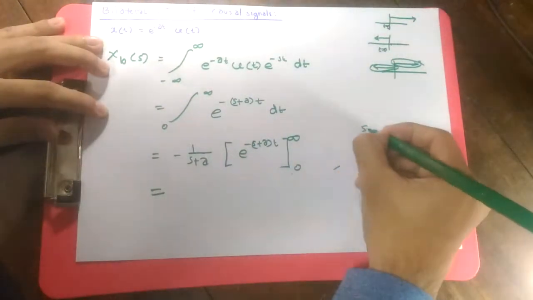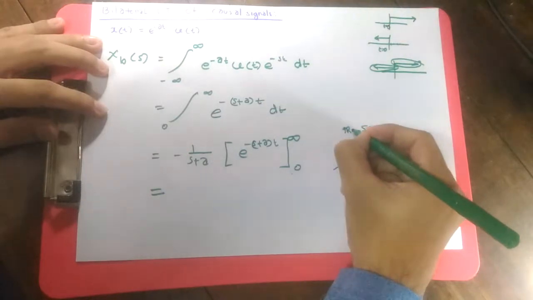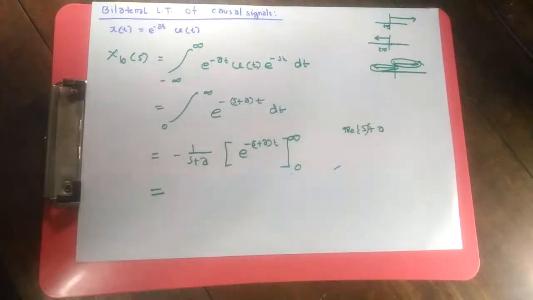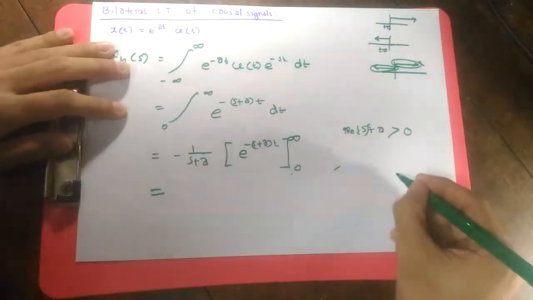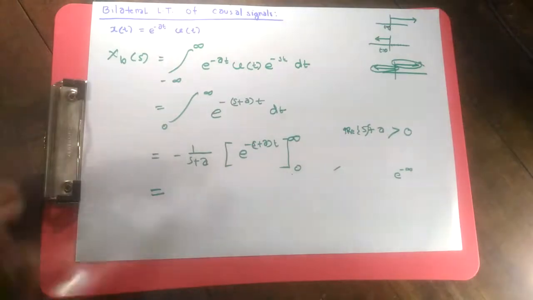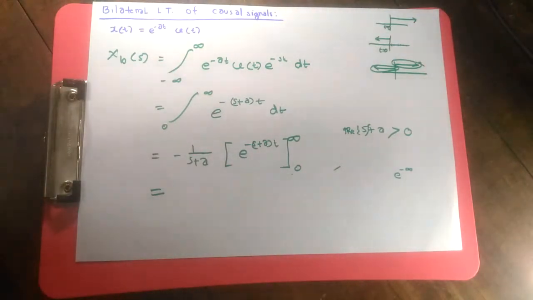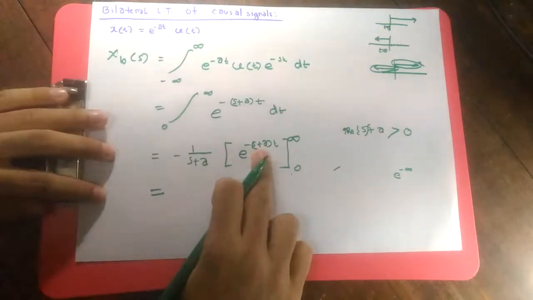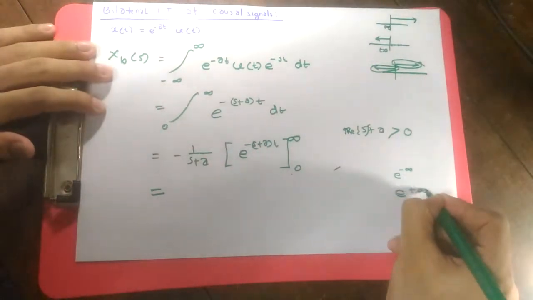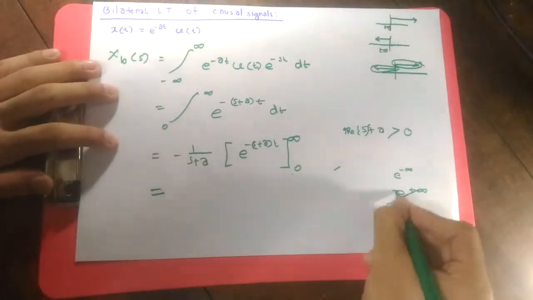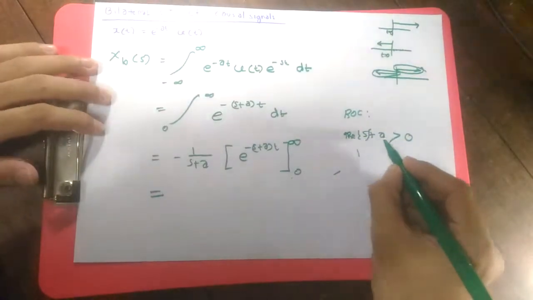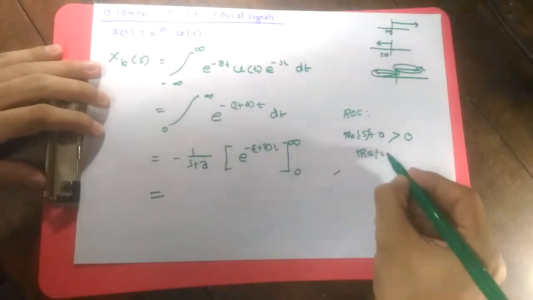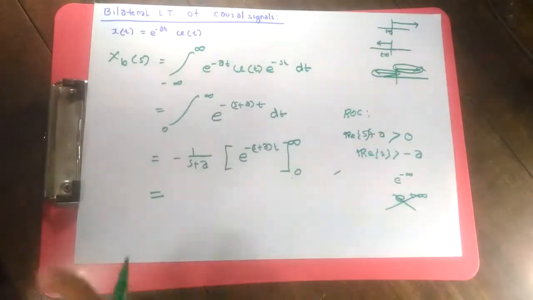Now when the real part of s plus a, I should have been more accurate, when the real part of s plus a is greater than 0, this portion is positive, and when I put infinity in here, it's going to be e to the power minus infinity, which will become 0, and the integral will converge, right? Otherwise the integral will not converge if this is negative, and it will become e to the power plus infinity, because minus minus will cancel out, and that's not what we want. So our region of convergence is obviously going to be the real part of s plus a greater than 0, or to be more specific, the real part of s greater than minus a.